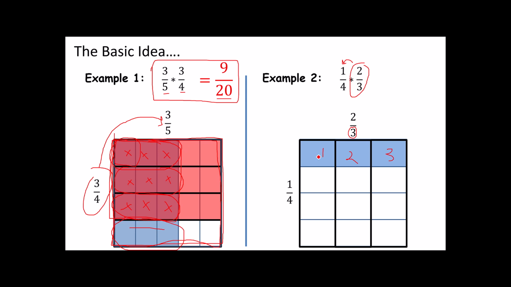1/4 cut into 2/3 means I take 2 of those 3 pieces. My answer is going to be 2 out of how many of this size piece does it take to make a whole? 1, 2, 3, 4, 5, 6, 7, 8, 9, 10, 11, 12. This is 2/12. I have 2 pieces, and each piece is a 1/12 of an entire unit.